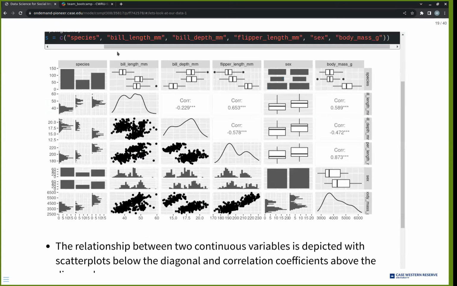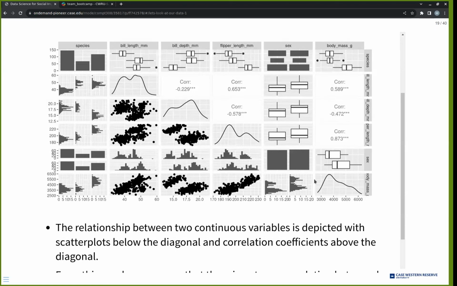So this shows the relationship between various variables. If you see these three star marks in the correlation matrix, bill length in mm is highly correlated to body mass. Then bill depth mm is highly correlated to the body mass. Then flipper length is highly correlated to body mass.